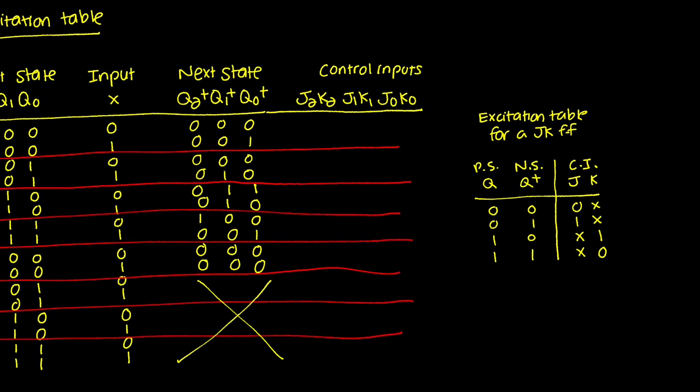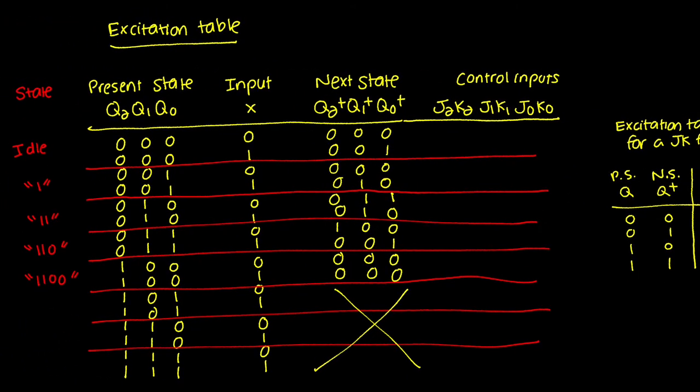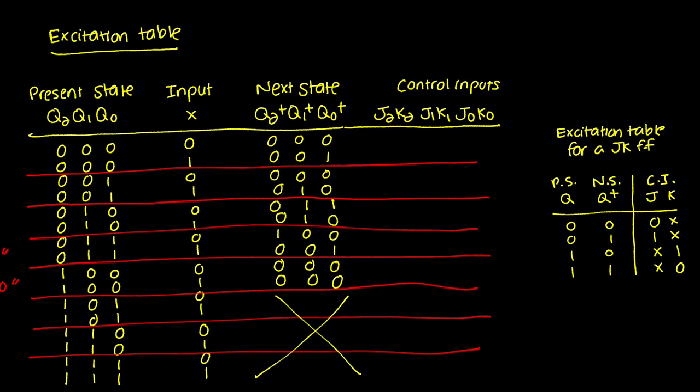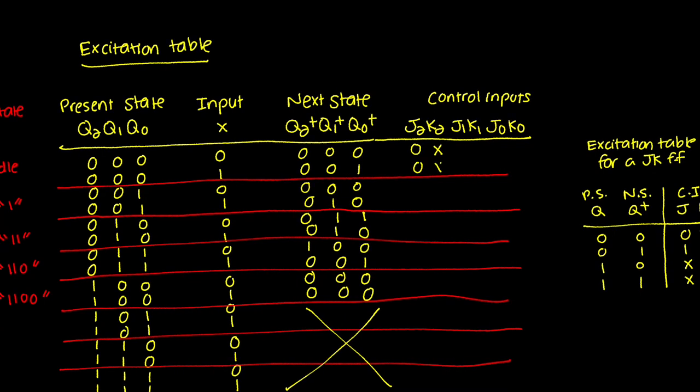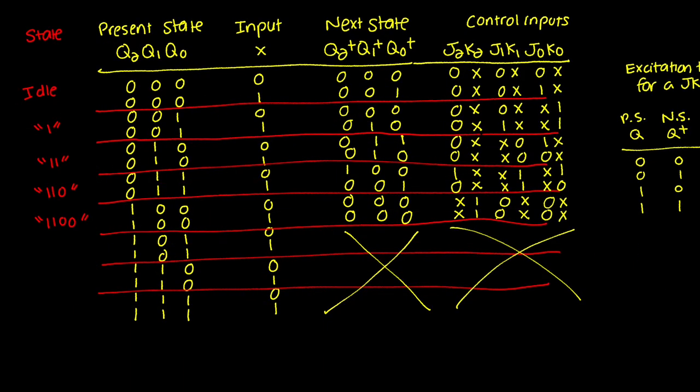Okay, so I've written down the excitation table for a single JK flip-flop where PS is present state, NS is next state, and CI is control inputs. So what I'm going to do, again, is go flip-flop by flip-flop. So I'm looking at Q2, I have a zero here, I have a zero there, I'm not looking at the input. Again, I'm just looking at my present state and my next state for the flip-flop whose output is Q2. And I know that for this transition to occur, I need JK to be 0 and X. And same here. And I'll just continue filling it out. So if I do all that, I find that I end up with this. So this is my excitation table.